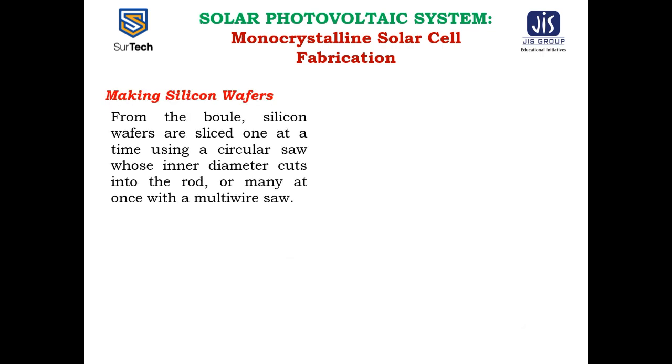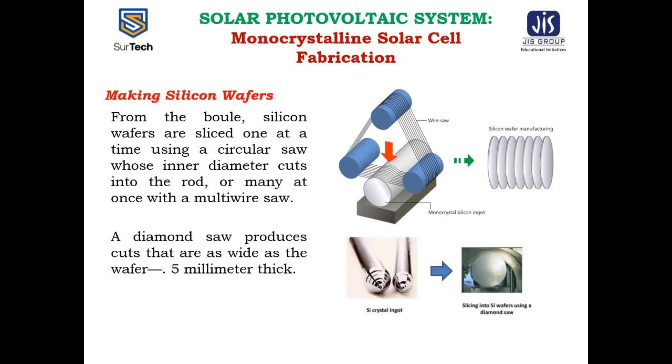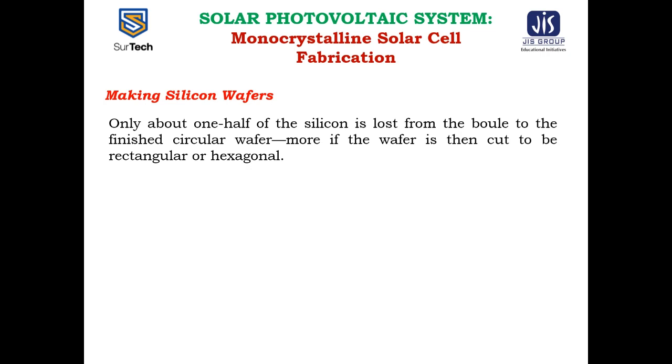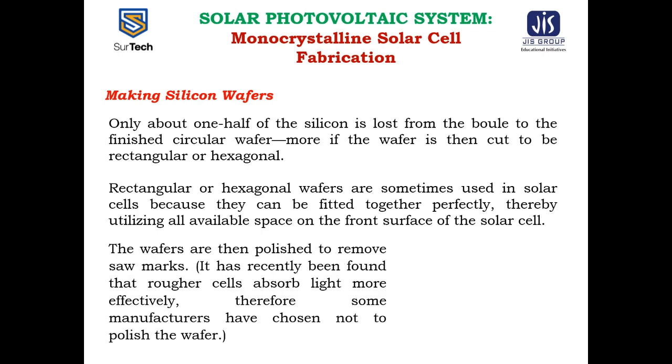Wafers. From the boule, the silicon wafers are sliced, and about half of the silicon is lost from the boule to the finished circular wafer. More is lost if the wafer is then cut to be rectangular or hexagonal. The rectangular or hexagonal wafers are sometimes used in solar cells because they can be fitted together perfectly, thereby utilizing all available space on the front surface of the solar cell.